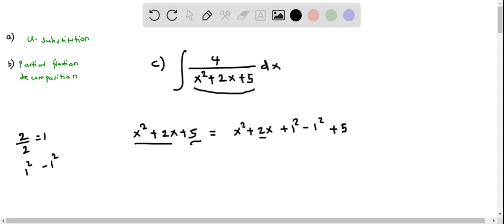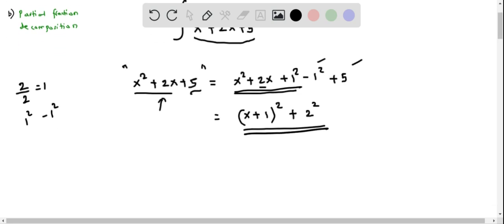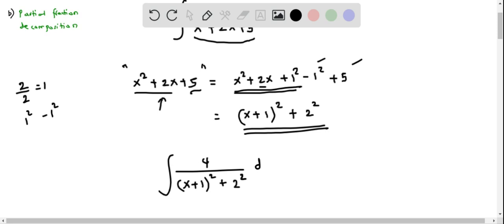and we already have plus 5. And so the sum of these three terms can be written as a binomial square, that is x plus 1 quantity squared. And then we have negative 1 plus 5, which is 4, which we write as 2 squared. So we have completed the square for the expression in the denominator. When you plug it into the integral, we will have 4 divided by x plus 1 quantity squared plus 2 squared dx.